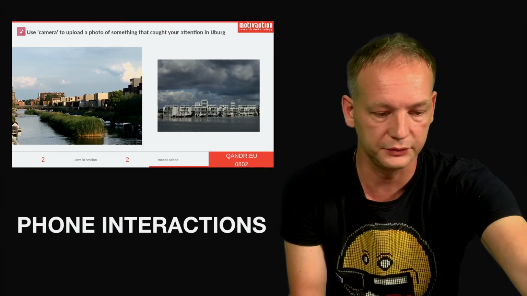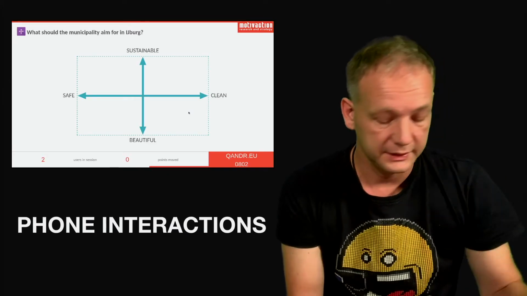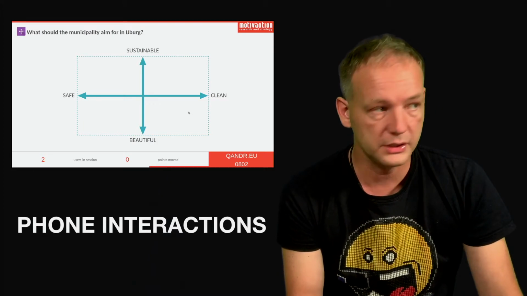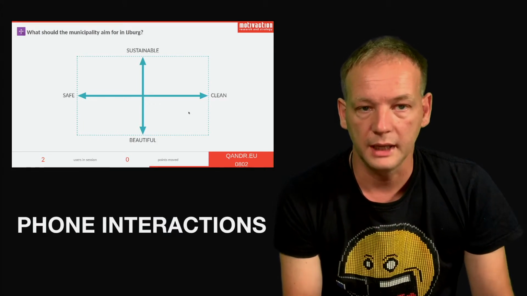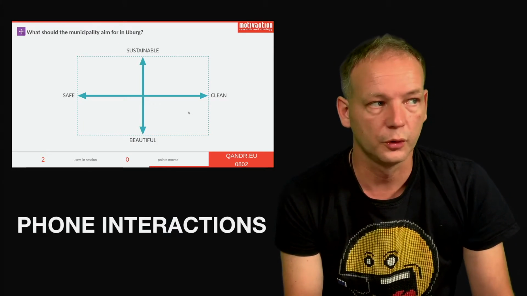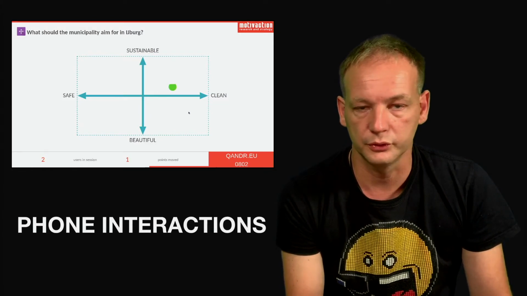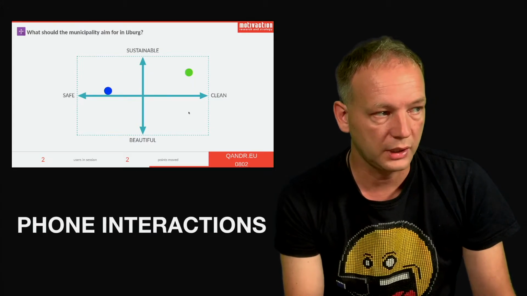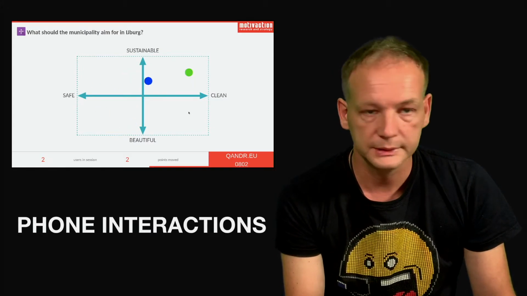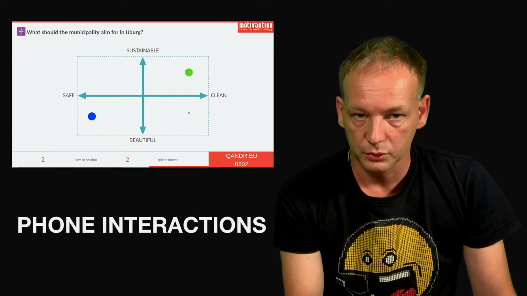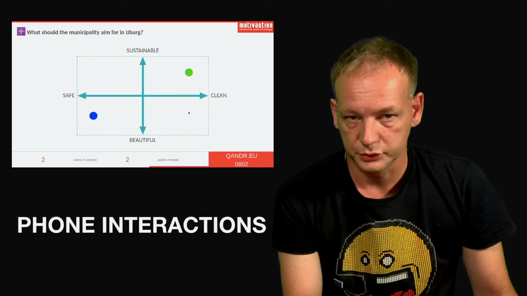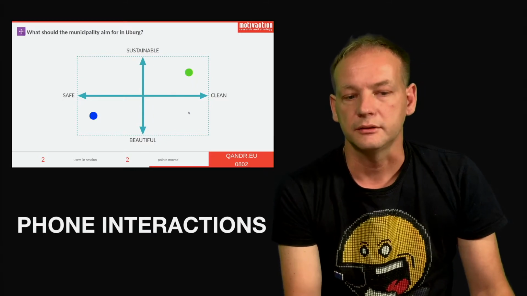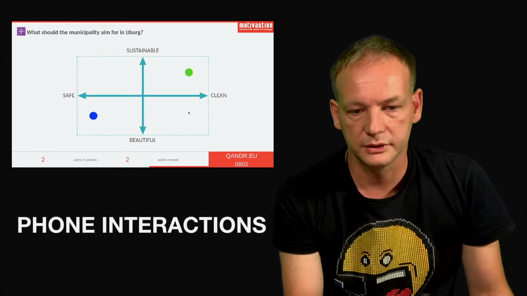Let me go to the next visual. This is the dilemma. The question is, what should the municipality aim for in Eiburg? So on the top you have sustainable, beautiful down and clean and safe left and right. So again, you can choose a position. The quadrant, we call this, is opposite to the dilemma. It has two axes and it is very good for more abstract subjects.